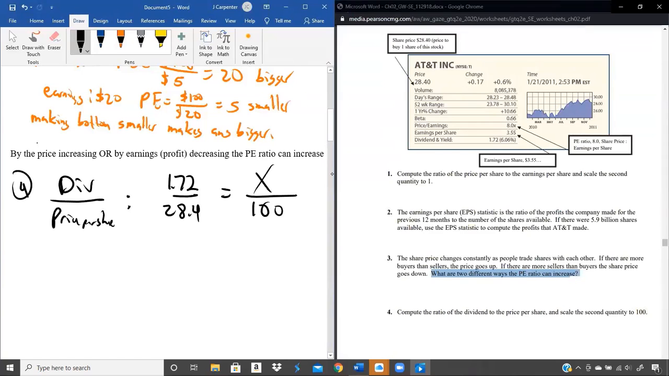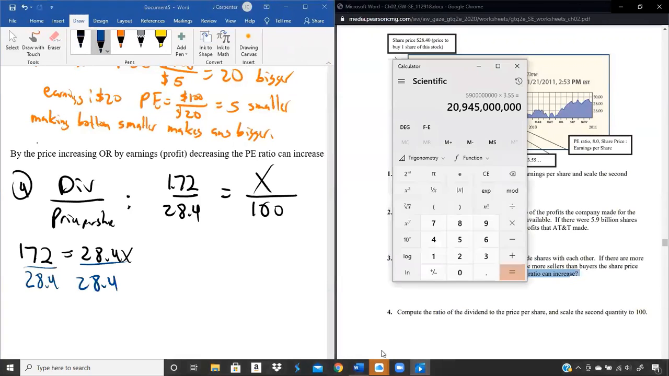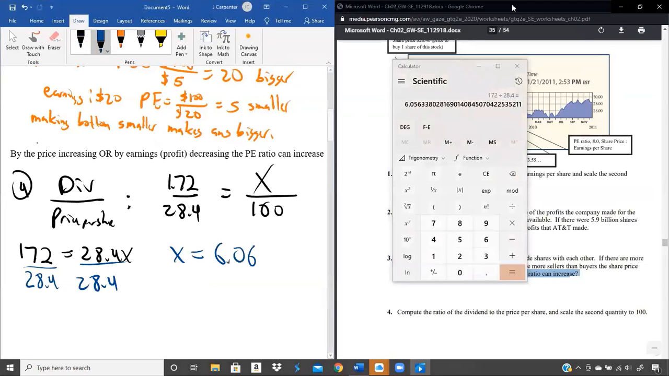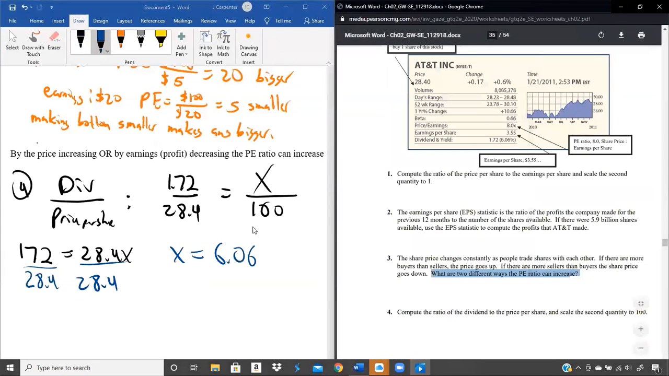And then there will be our x. We're going to cross multiply. I'm just going to go ahead and show that 1.72 times 100 is 172. And then you'll get equals 28.4x. You will divide both sides by the 28.4. There we go. And then when we do that calculation, we will get a familiar number, 172 divided by 28.4, 6.05, blah blah blah. Let's just round this to 2 decimal places, so 6.06. So x is equal to 6.06. Now we scale that to 100, so this is essentially a percent.